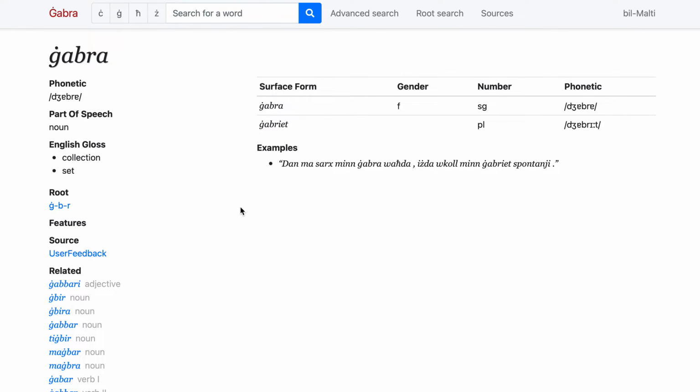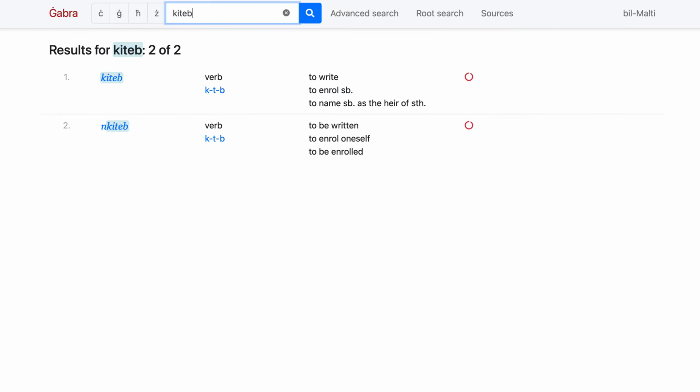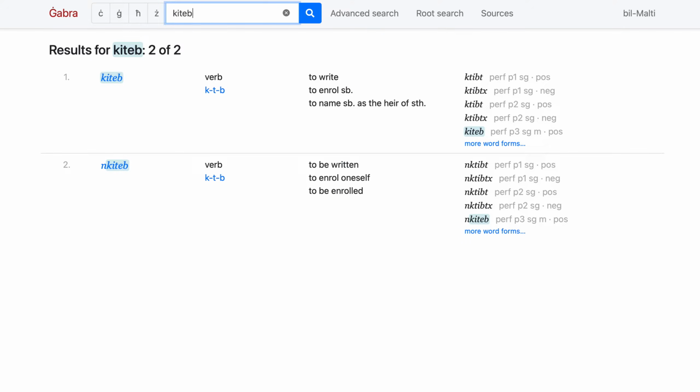But the really great thing about this is when we're talking about verbs. And I'm going to write here a verb, Kitab. Oops, not that. Kitab. There you go. The great thing about Ġabra is with the verbs. Why? We'll see it in a bit.